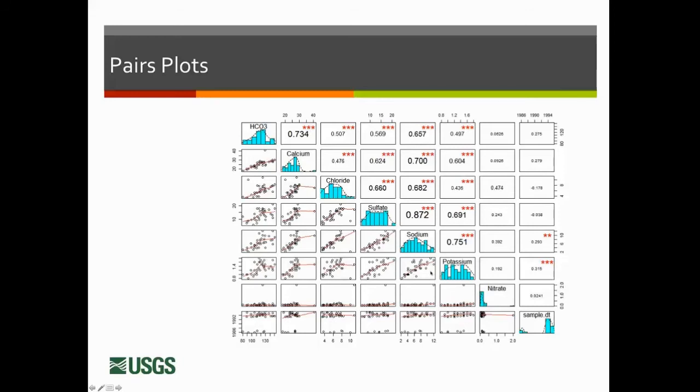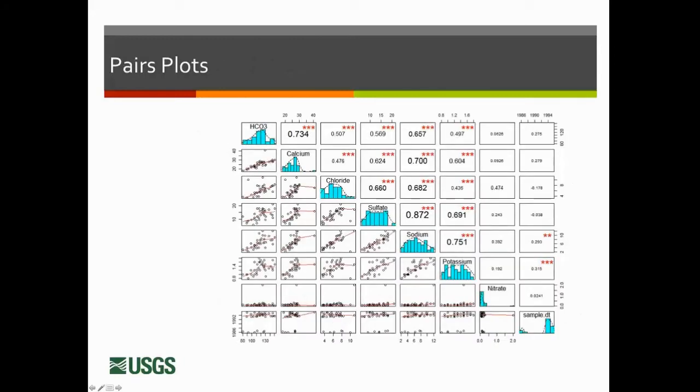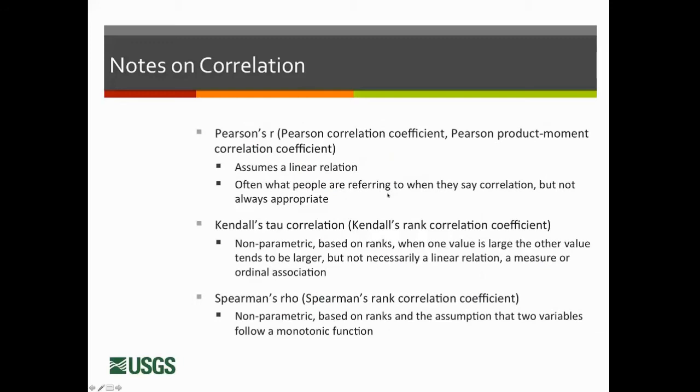I wanted to talk a little bit about measures of correlation. When people say correlation, most people are thinking of Pearson's r, the Pearson correlation coefficient, or Pearson product moment correlation coefficient. This assumes a linear relation. That assumes your data look like this. They're pretty well linearly related. There may be some scatter about that relationship, but it is a linear relationship. And this is often what people refer to when they say correlation, but it is not always appropriate.